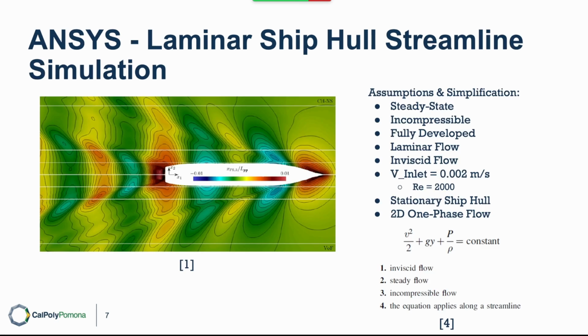So starting with our CFD simulations, I was doing the laminar section. So I had to keep a Reynolds number of about 2,000, which meant my velocity was 0.002 meters per second. And some key assumptions that I had to make were that this was going to be an inviscid flow along a streamline, and it was going to be incompressible and steady state. And this allowed me to use Bernoulli's equation in order to find the pressure profile from the velocity profile that I get from the Navier-Stokes simulation.